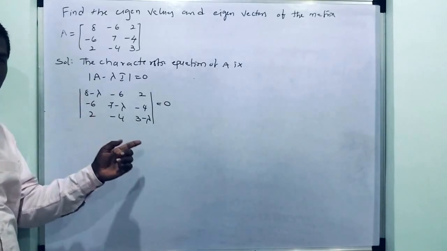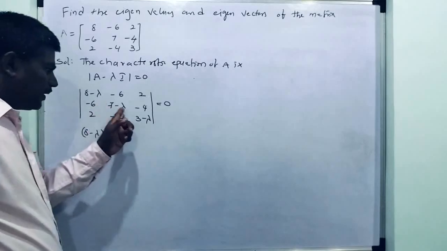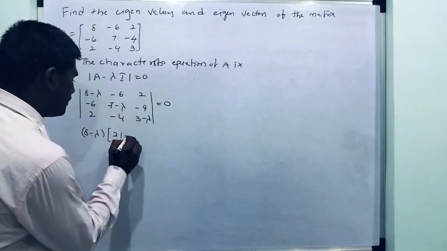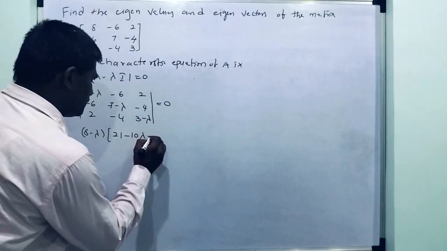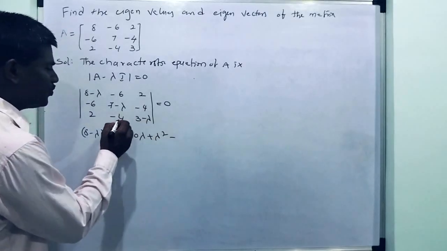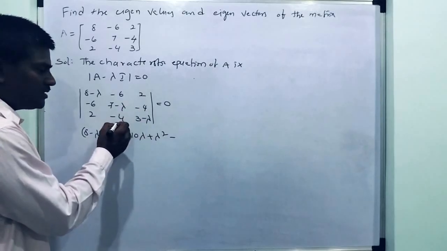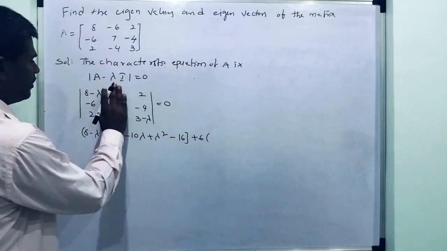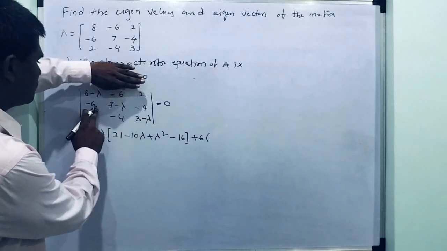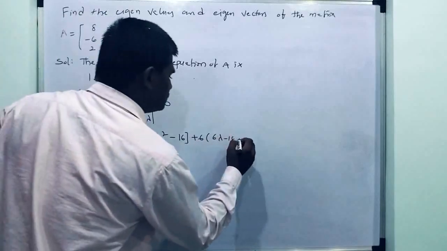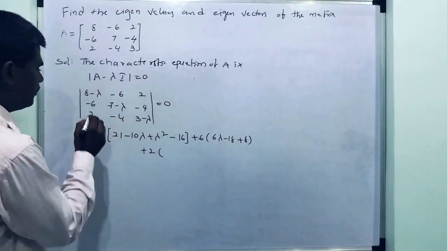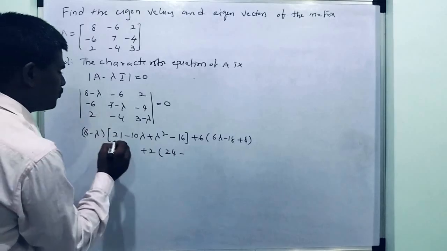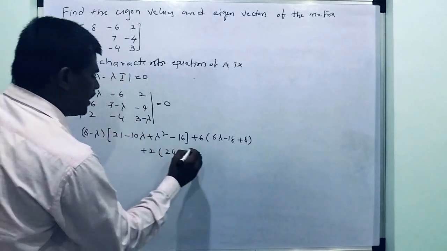Let us expand the determinant. 8 minus lambda into, I am multiplying directly, which is 7 3s are 21, minus 7 lambda minus 3 lambda minus 10 lambda, minus lambda into minus lambda, plus lambda square, minus 4 4s are 16, minus into minus plus, but AD minus BC, so that minus 16, plus 6 into, remove this column and this row, minus 6 into 3 minus lambda, that means 6 lambda minus 18, plus 2 into, remove this row and column, 6 4s are 24, minus 2 into 7 minus lambda, 2 7s are 14, minus 14 plus 2 lambda equal to 0.